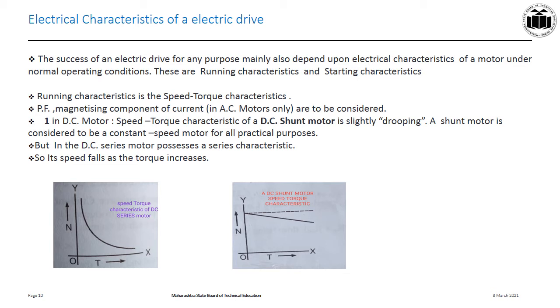In the diagram, the DC shunt motor and the series motor speed torque characteristic is shown. DC shunt motor is slightly drooping in the nature. So, a shunt motor is considered to be a constant speed motor for all practical purposes. On the other hand, DC series motor shows a series characteristic, so its speed falls as the torque increases.